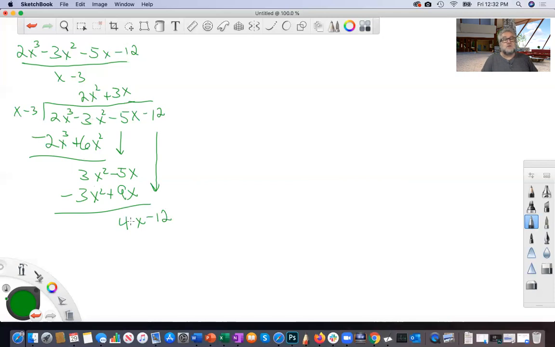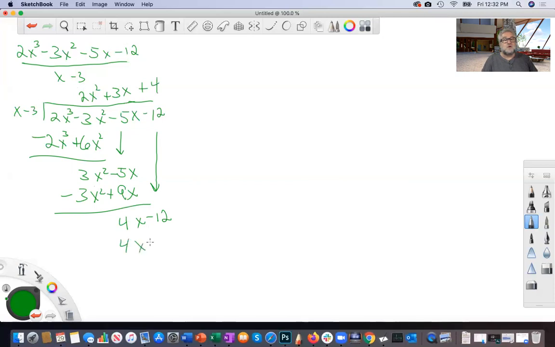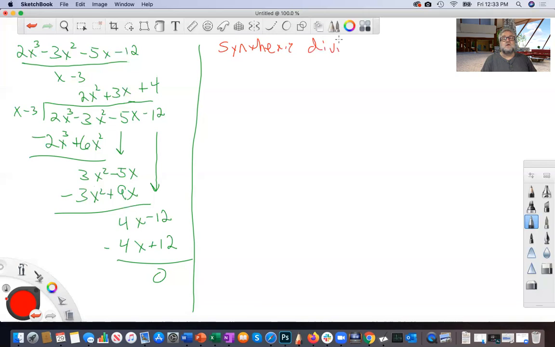Now this will go into there plus 4 times. So 4x minus 12. Change the sign in the lower line and add. We get goose egg. Nothing. Awesome. Okay. So this is the standard long division method. Now I am going to show you the synthetic division way.